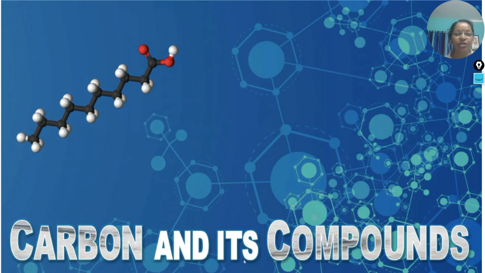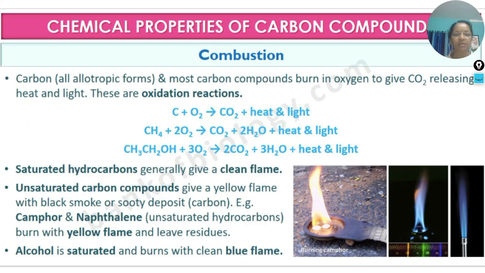Hi students, today we will discuss the chemical properties of carbon compounds. The first one is combustion. Combustion means complete oxidation. So what happens when you burn carbon? Carbon dioxide, heat and light are produced.